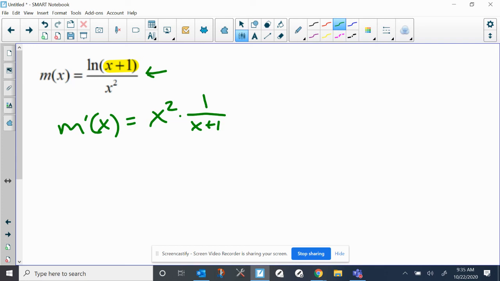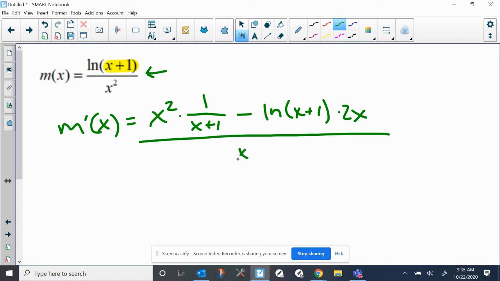So it's bottom times derivative of the top minus the top, which is just the natural log of x plus 1. You just copy it, times the derivative of the bottom, which is 2x, over the bottom squared. So I have x squared squared. That would be x to the fourth. So there are definitely some things that I can cancel out right now.